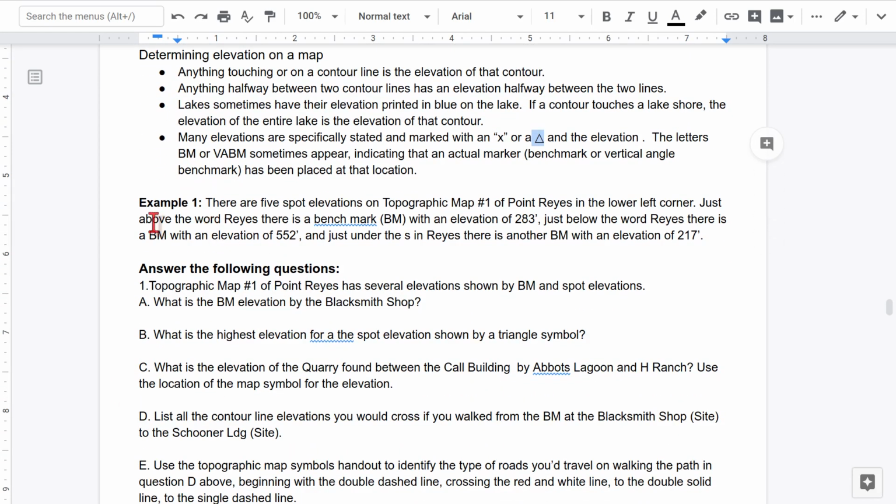So example 1, we want you to look, there's another typo. Thank you. Above the word raise, there's a benchmark. So find the elevations of some of these benchmarks. Actually, that was an example. There are 5 spot elevations on Topo Map 1. Above raise, there's a benchmark with an elevation of 283. Just below the word raise, there's a benchmark with an elevation of 552. And under the S in raise, there's another benchmark with an elevation of 217.